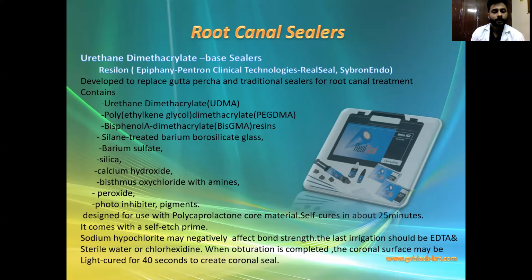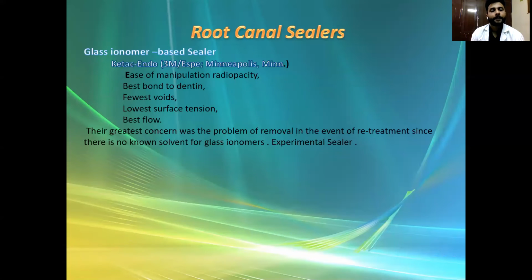Sodium hypochlorite it comes with a self-etch primer. Sodium hypochlorite may negatively affect the bond strength. The last irrigation should be EDTA and sterile water or chlorhexidine. When obturation is complete, the coronal surface may be light cured for 40 seconds to create the coronal seal.